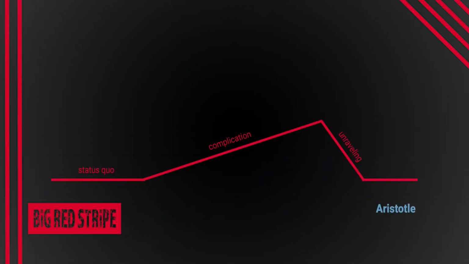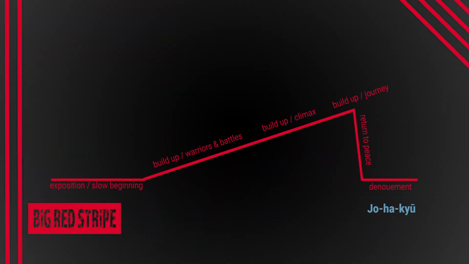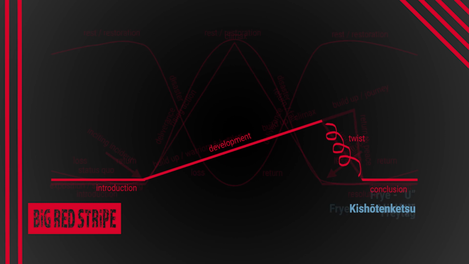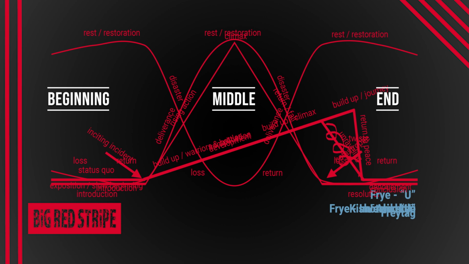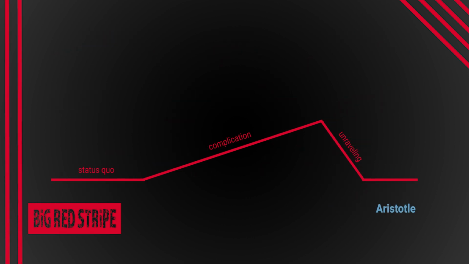Now, there are a lot of ways to organize stories. 3 acts, 4 acts, 5 acts. You may prefer Aristotle's model, or Freytag's, or Fry's, or Joe Hakyu's, or Kisho Tenketsu's. Doesn't matter, they all boil down to roughly the same thing with a beginning, a middle, and an end. And so we are often back to Aristotle and a 3-act structure because it's the simplest and it pretty much encompasses the other models. And so what you have in every story is a beginning, a middle, and an end. The beginning is the existing status quo, the middle is where the story takes place, take note of that, and then the end is finding a new status quo. And that's about as simple as I can make it.